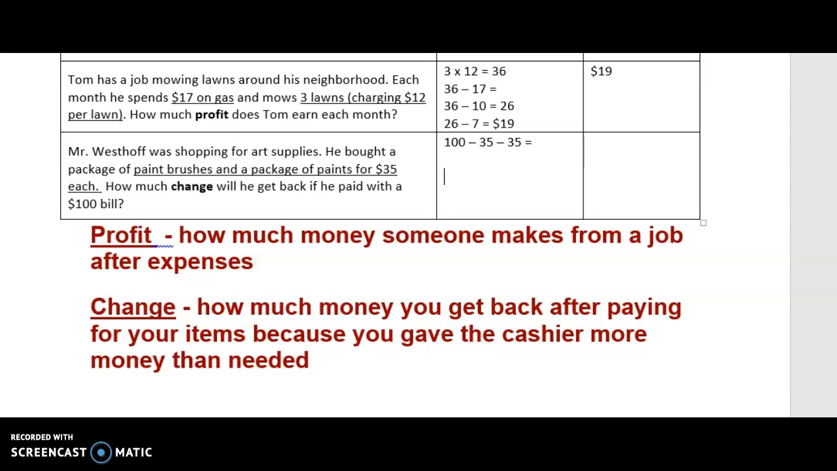Or you could say 100 minus 35 times 2. I'm going to do the second one just because I think it's easier. 100 minus 35 times 2 is the same as 35 plus 35, and I know that equals 70. 100 minus 70 is 30. So the cashier is going to give him back $30 to spend.